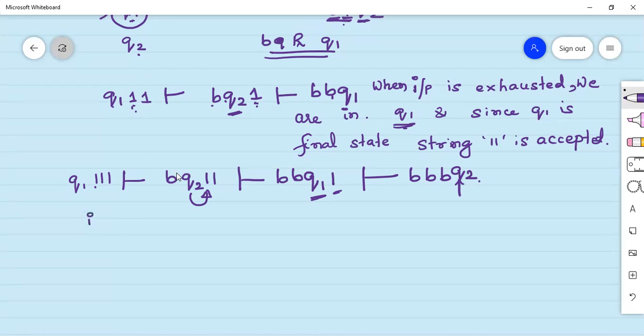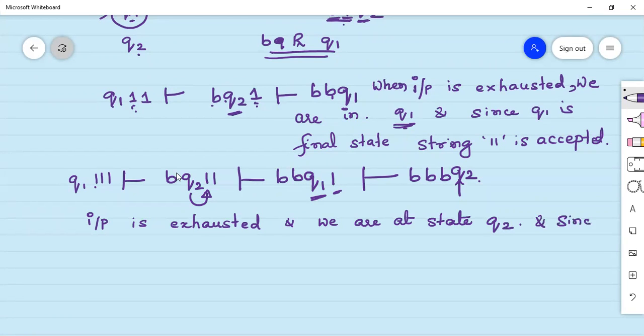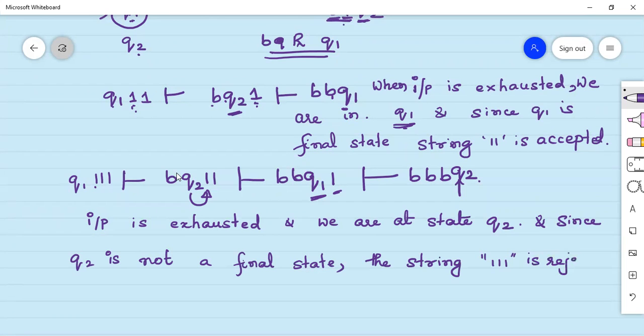Now what happens? Input is exhausted, correct? Input is exhausted and we are at state Q2. And since Q2 is not a final state, the string 111 is rejected. And it makes sense.